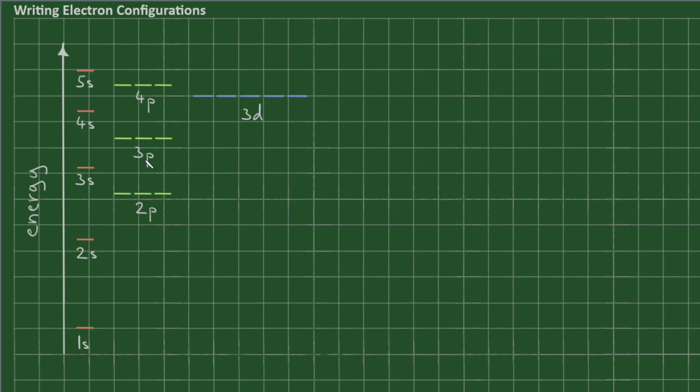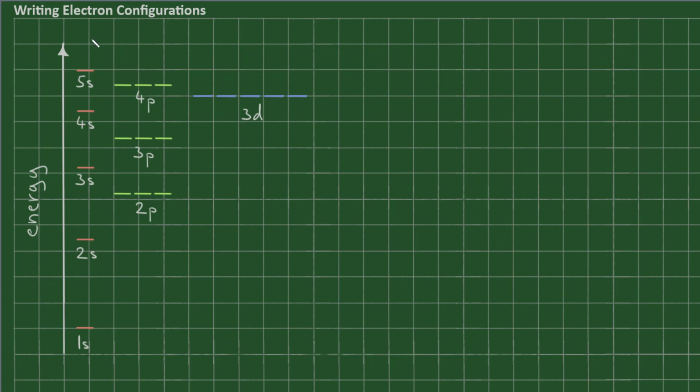You would be forgiven if you thought the next orbital is 3d, but it's not. After 3p, we go to 4s, then 3d, then 4p, then 5s. And the further we go up, the more complicated things get. So how can I easily determine in which order the electrons will occupy the orbitals?